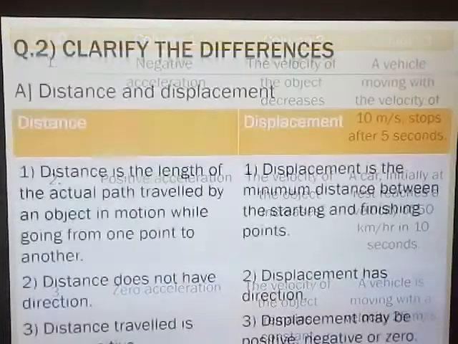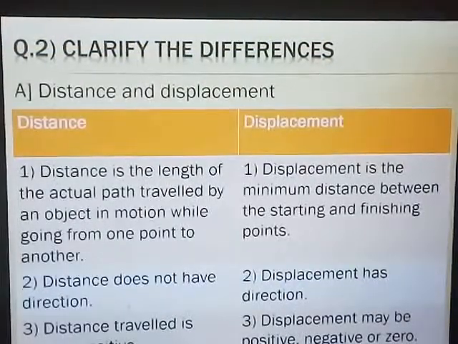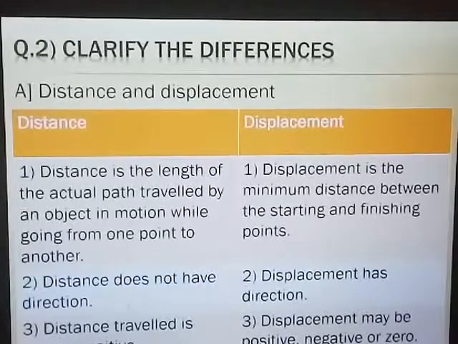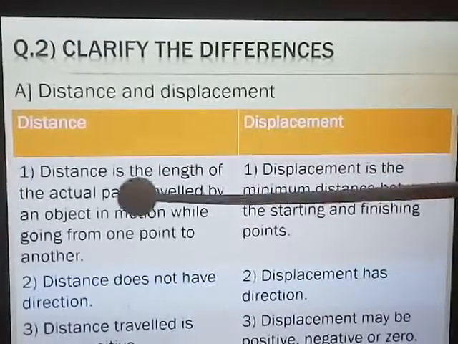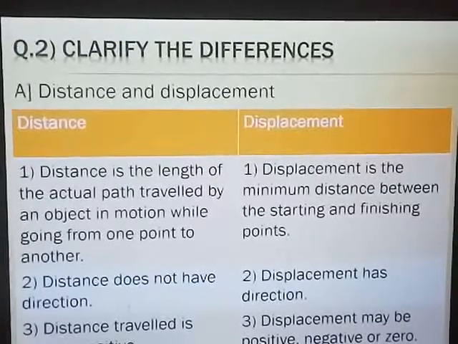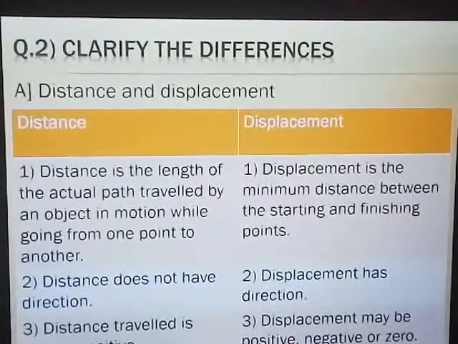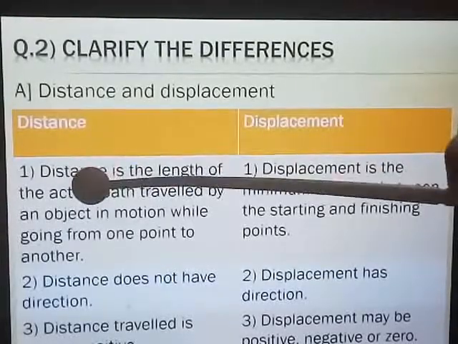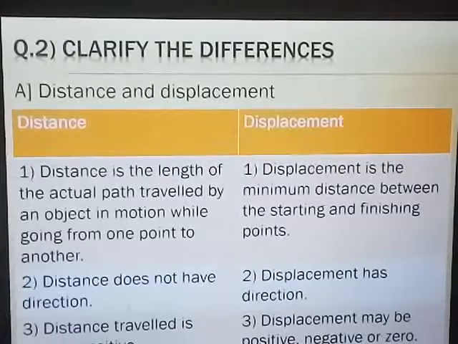Keep your pens, books ready. Distinguish between, that is clarify the differences, distance and displacement. If you want to mark the first point, you can mark it in your textbook. All of you go to page number 2 of your textbook. You can see the very first line on that page in the green block. That is your first point for distance and displacement. So you can mark the first point in your textbook.